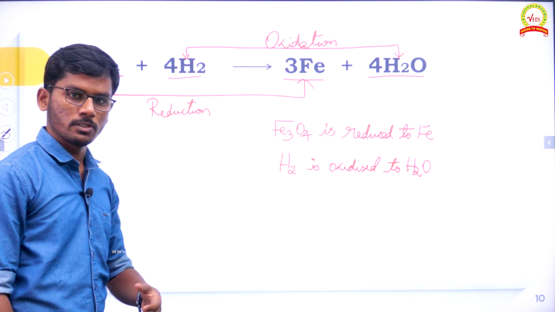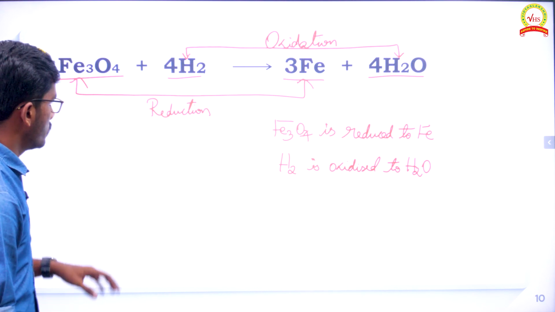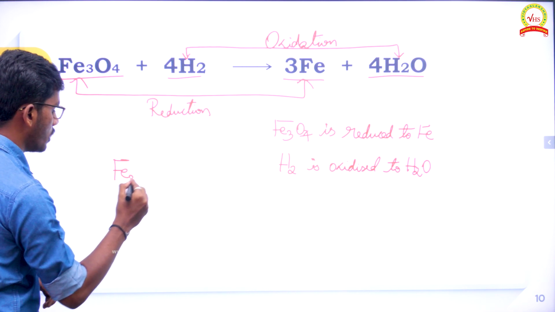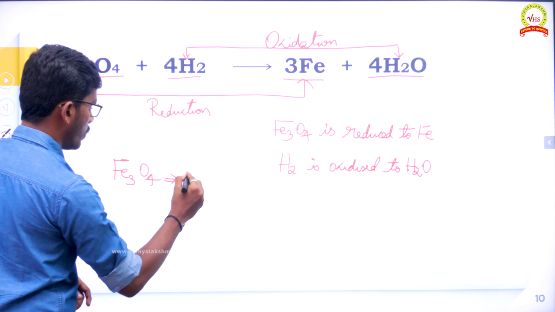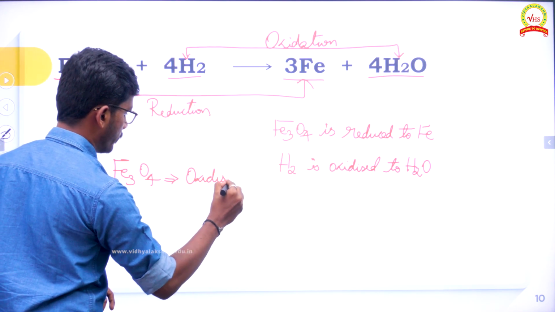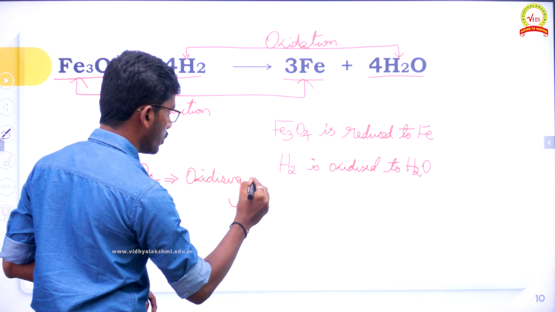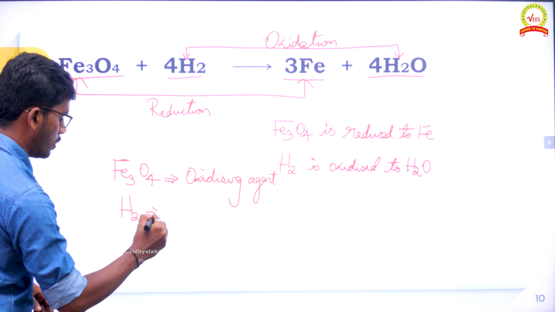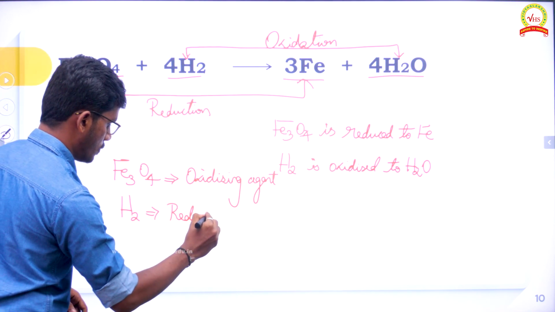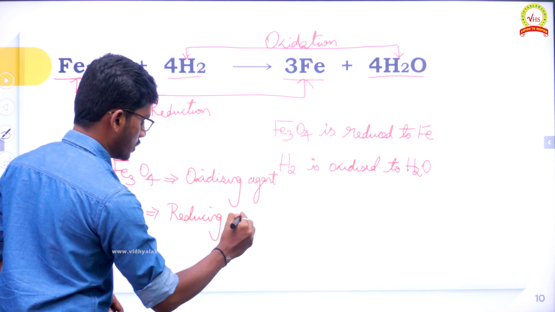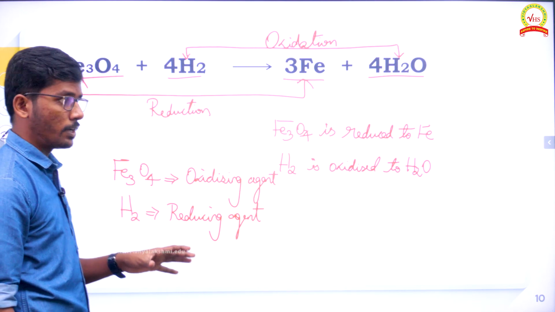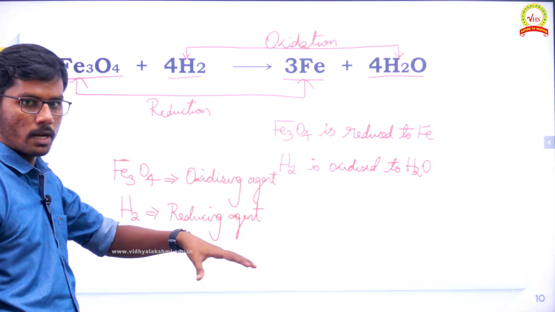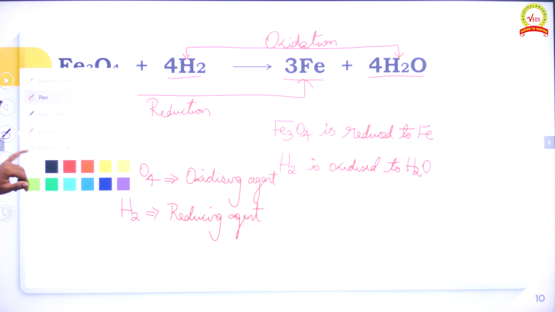Third step, we have to find which is the oxidizing agent and which is the reducing agent. The substance which undergoes reduction, we call the oxidizing agent. So Fe3O4 is going to be the oxidizing agent. If that is the oxidizing agent, hydrogen is going to be the reducing agent. So that's it. I hope you are very clear about finding which is oxidized, which is reduced, and which is the oxidizing and reducing agent. With this, we'll stop this part. We'll move on to the next topic, corrosion and rancidity.